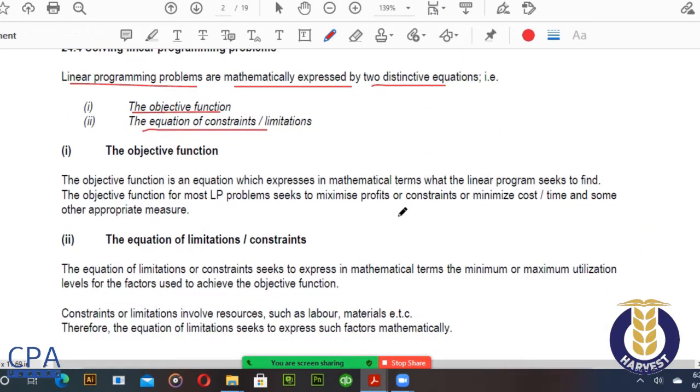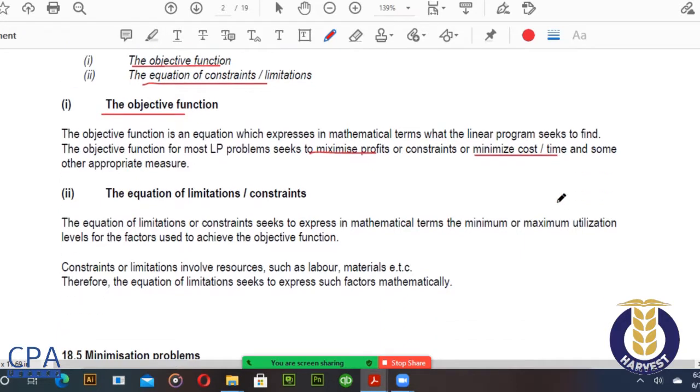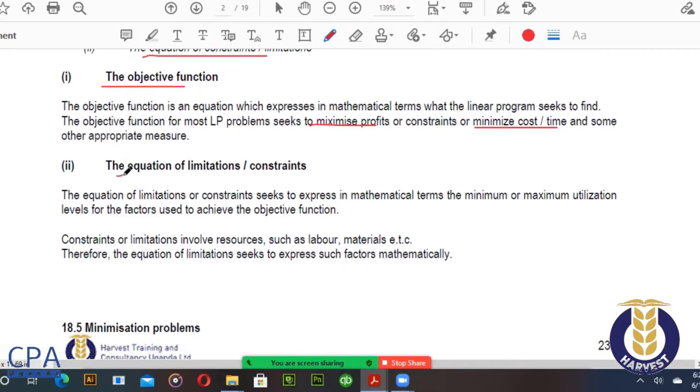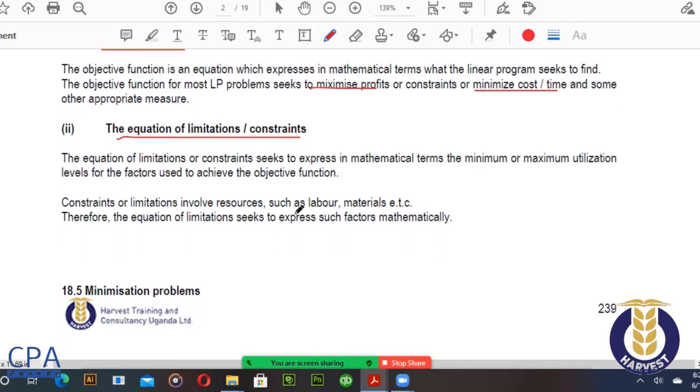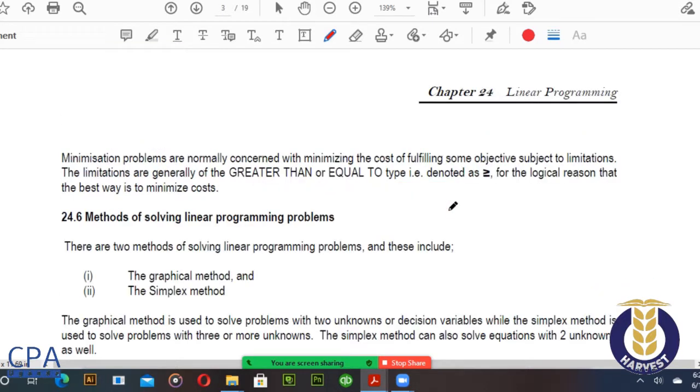The objective function is what the firm seeks to achieve, like maximizing profits or minimizing costs. So you find maximization problems and then minimization problems. Then the constraints, or the limitations, are those scarce resources that I've just talked about. Things like labor hours, materials, machine hours, capital, and so on.